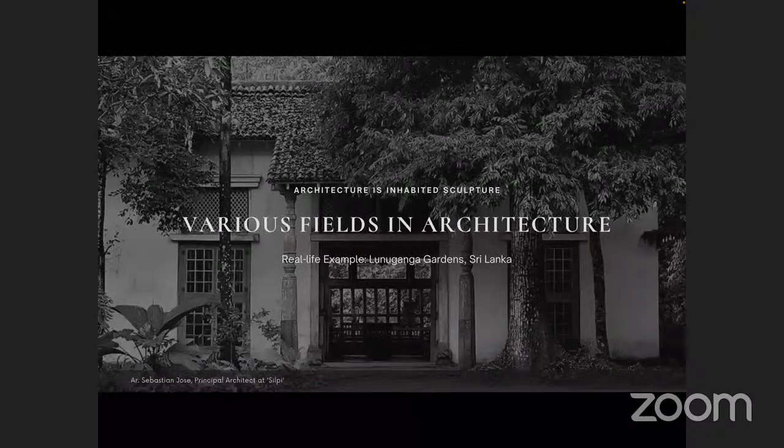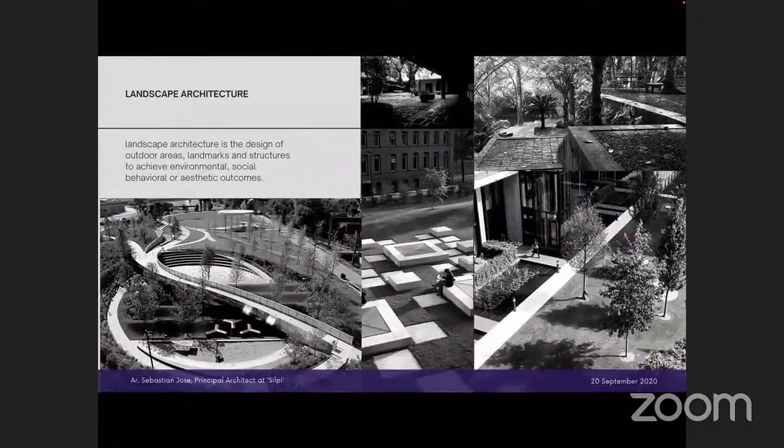What are the various fields of architecture? After the graduate program, what are the courses that people can take up? They can move into landscape architecture. I studied landscape architecture at the School of Planning and Architecture.